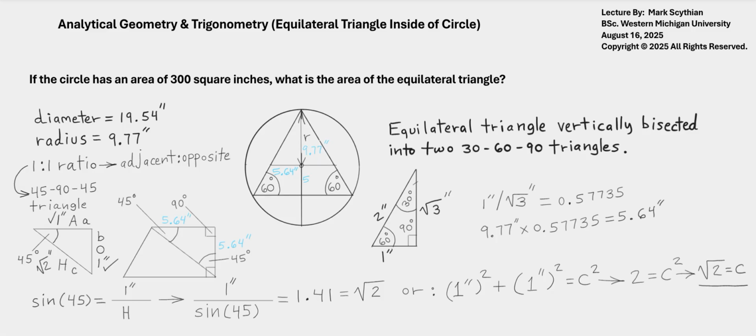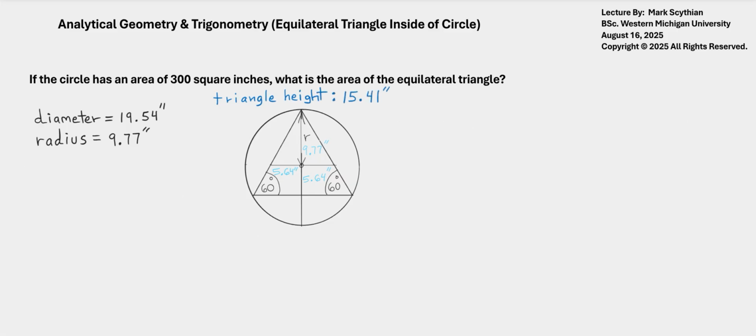So based on that, we know what the adjacent side is. Now we know what the opposite side is, because they're of equal values. And so this equivalent opposite side is the remaining altitude for the height of the triangle, which we add to the radius to complete the total height of the triangle. So we calculate a triangle height of 15.41 inches.